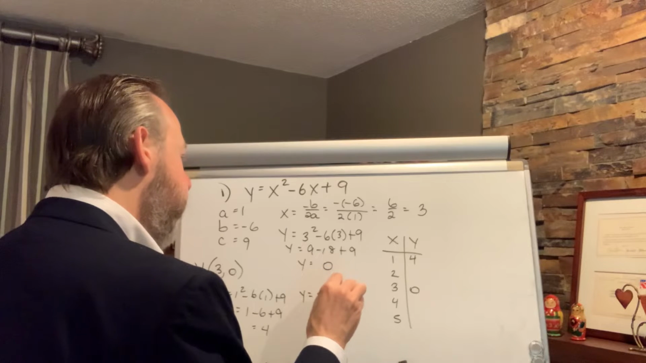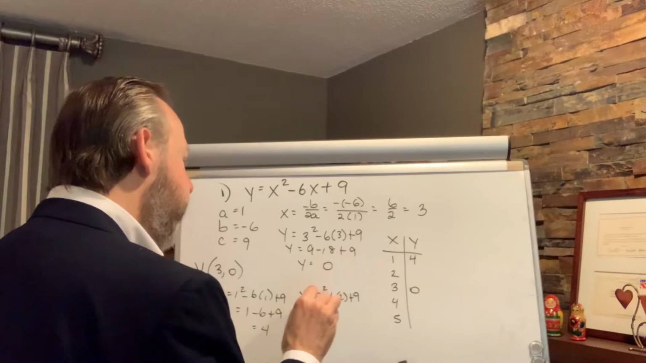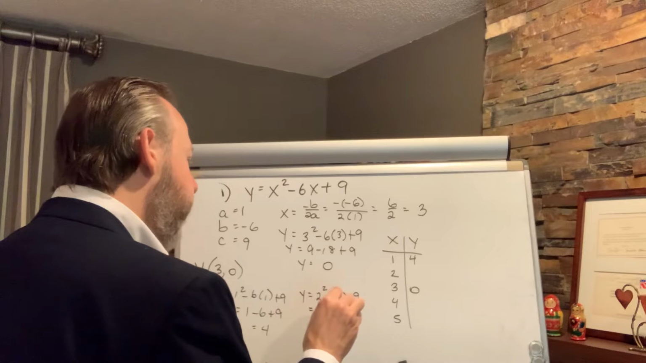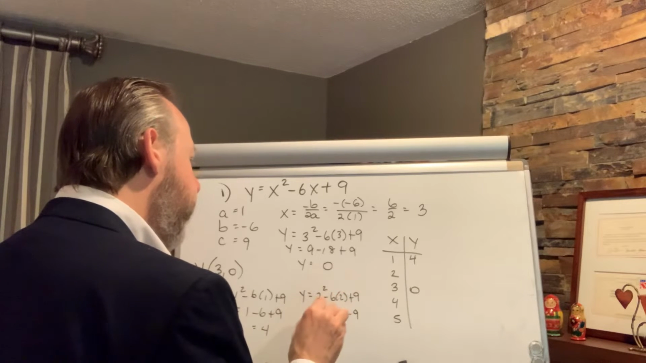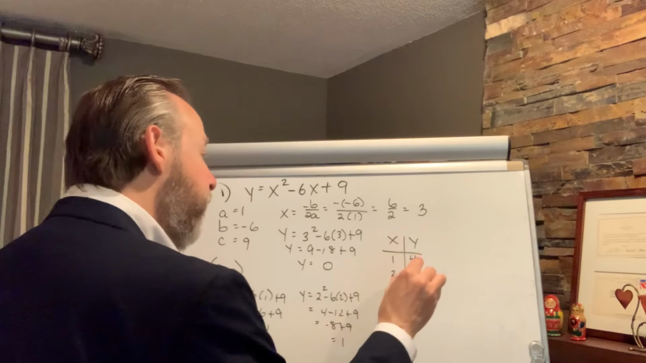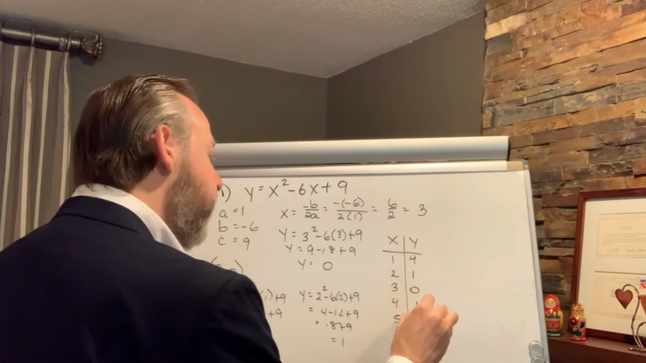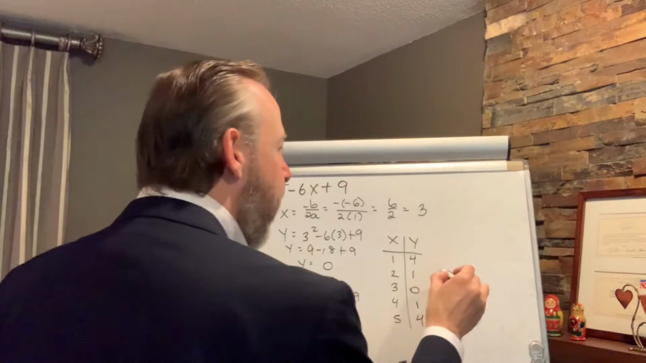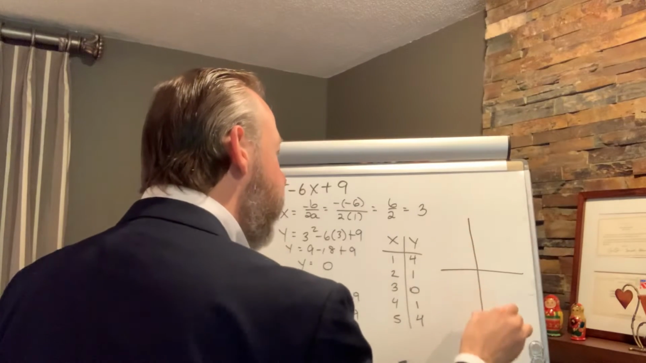And I'll try 2 also. 2 squared minus 6 times 2 plus 9. 4 minus 12 plus 9. 4 minus 12 is -8, plus 9 is 1, and they'll reflect. And then I can graph it and see what my x-intercepts are.